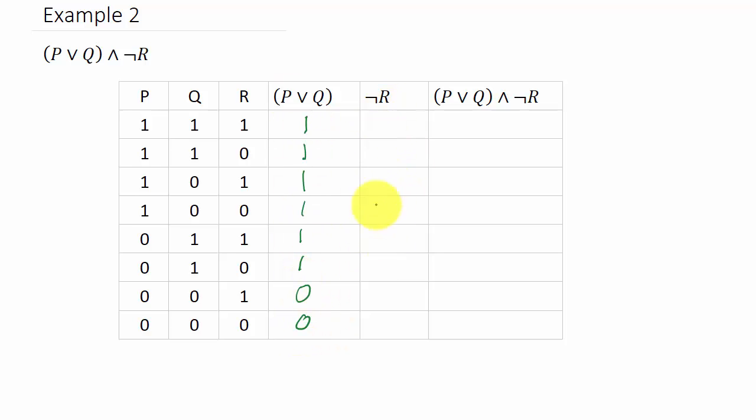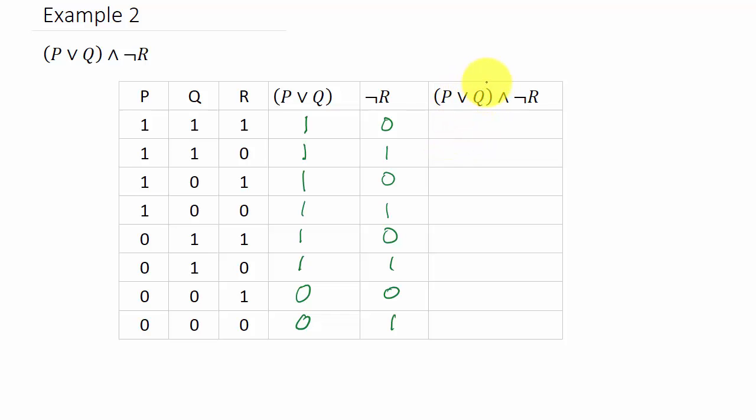Now let's do the column for not R. So remember, not R, that's just going to have the opposite truth value of R. Alright, so here would be false, true, false, true, false, true, false, and then see here's false, so that would be true. Alright, now let's put them together.